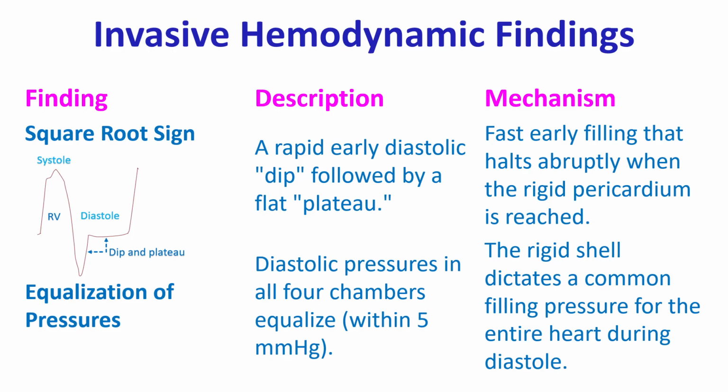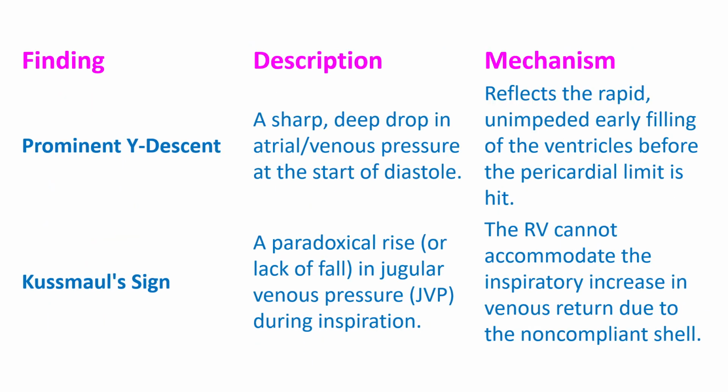Equalization of pressures. Diastolic pressures in all four chambers equalize within 5 mm of mercury. The rigid shell dictates a common filling pressure for the entire heart during diastole. Prominent Y descent: a sharp, deep drop in atrial and venous pressure at the start of diastole. It reflects a rapid, unimpeded early filling of the ventricles before the pericardial limit is hit.